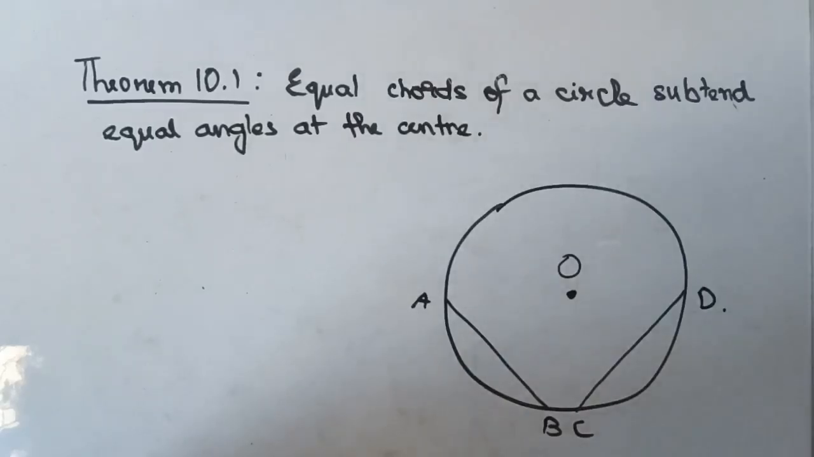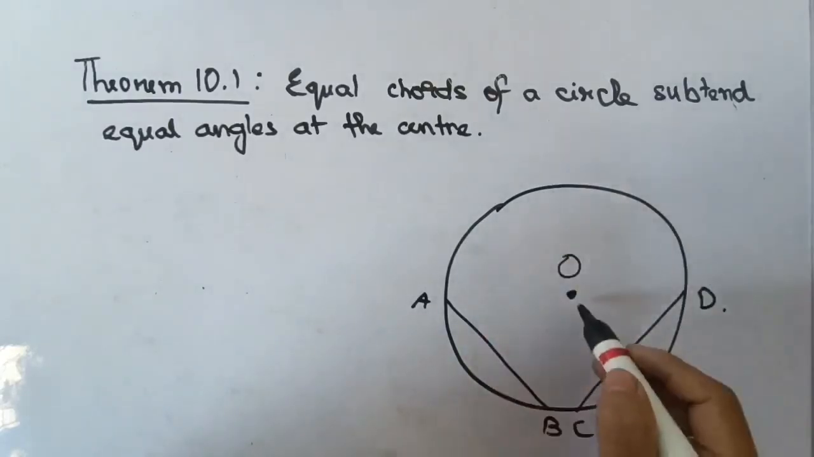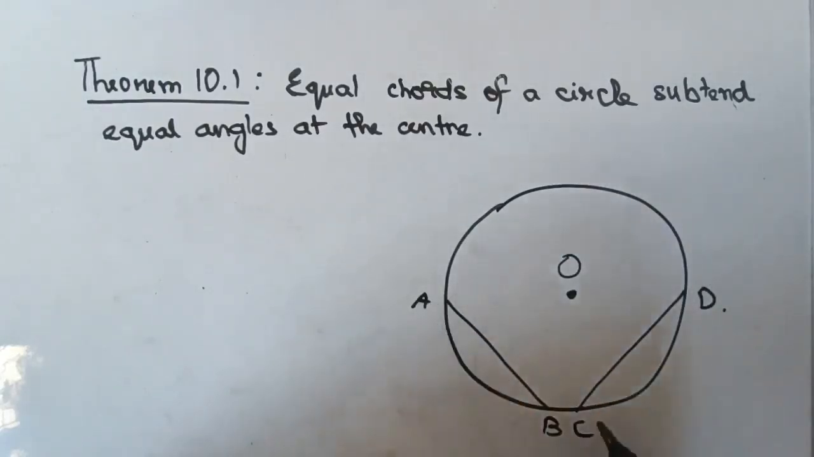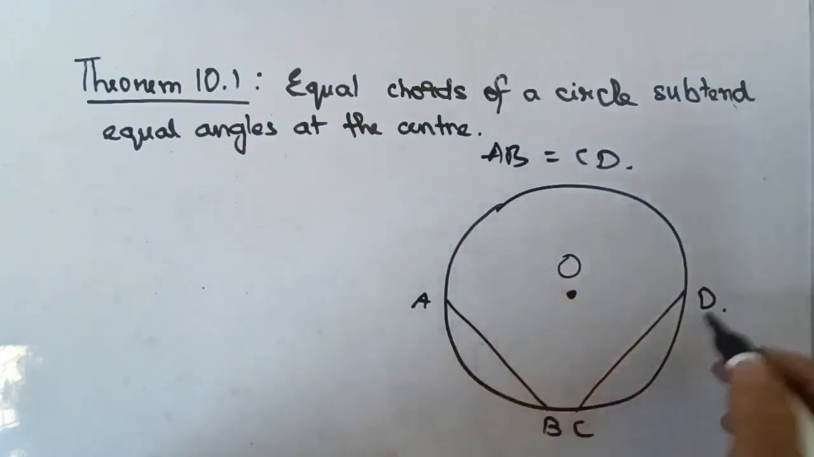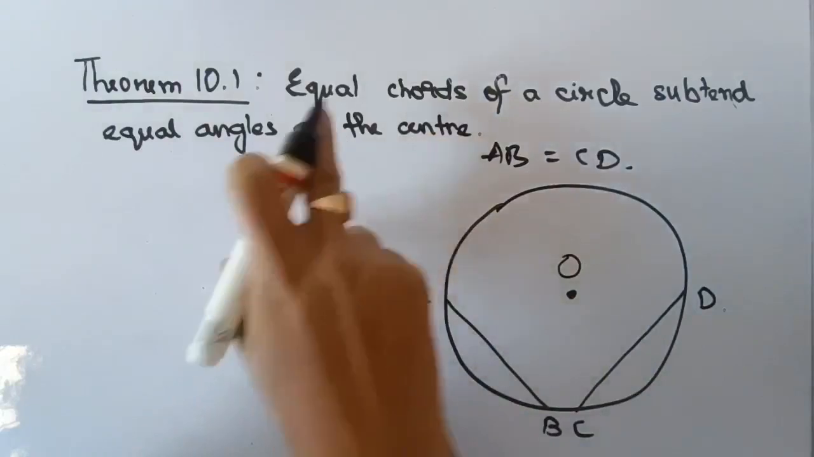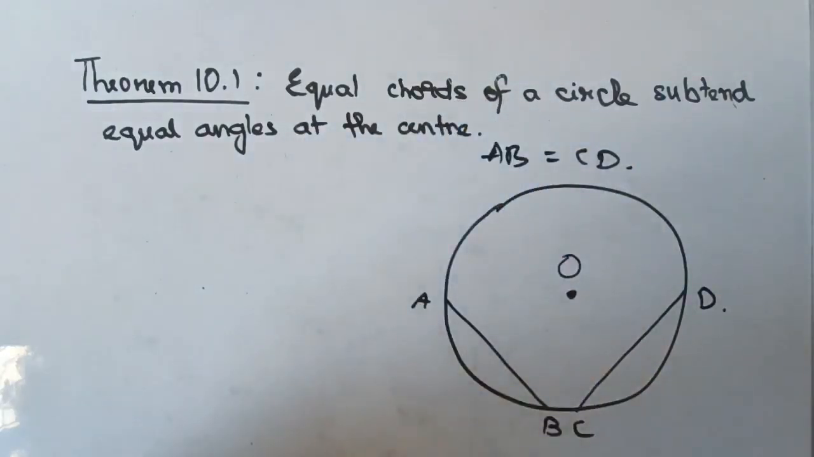So the first theorem given in your book is theorem 10.1, which says equal chords of a circle subtend equal angles at the center. So let us try to understand what this theorem says. Here is a circle with center O, and AB and CD are two equal chords. That is, AB is equal to CD, and these are two equal chords of the circle with center O. So the theorem says equal chords of a circle subtend equal angles at the center.